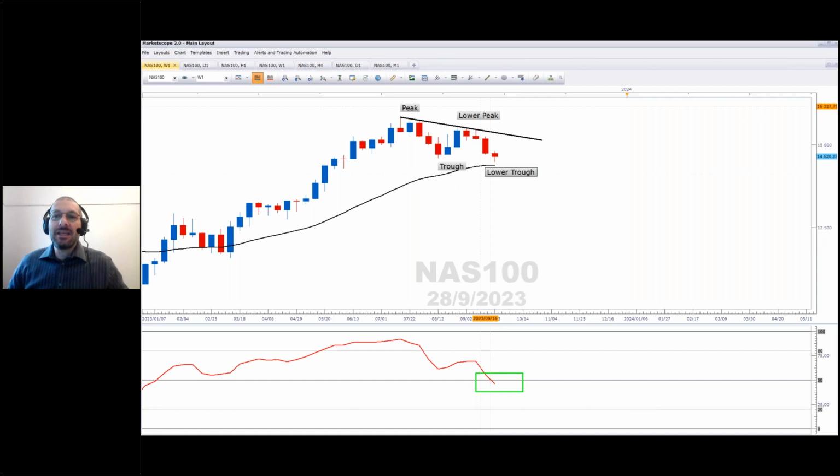NASDAQ, as we head into Q4, next week's Q4, it's the last quarter of the year. Okay, we've got the NASDAQ, which has now charted a lower peak and a lower trough. That puts the NASDAQ into downtrend. The NASDAQ performed extremely well for the first 6 months of 2023, and then it's had a poor third quarter.